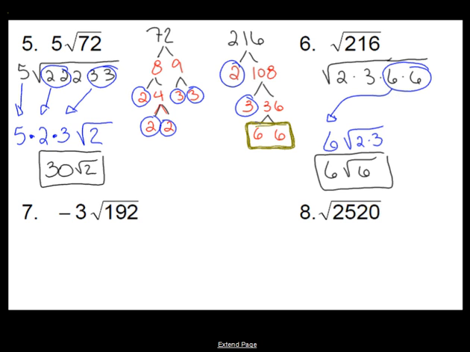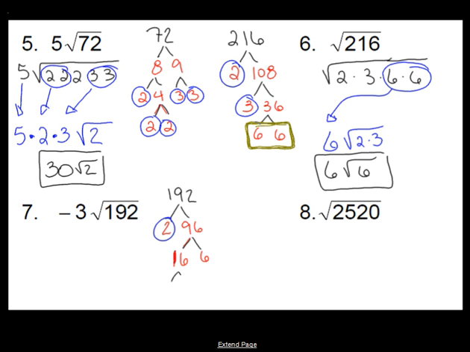Let's look at 192. I have 192 here. I'm going to go through and split it apart. I know I can take a 2 out of it, so this is going to be 2 times 96. 2 is a prime number. 96, I can multiply, how about 16 times 6 to get 96. No prime numbers.